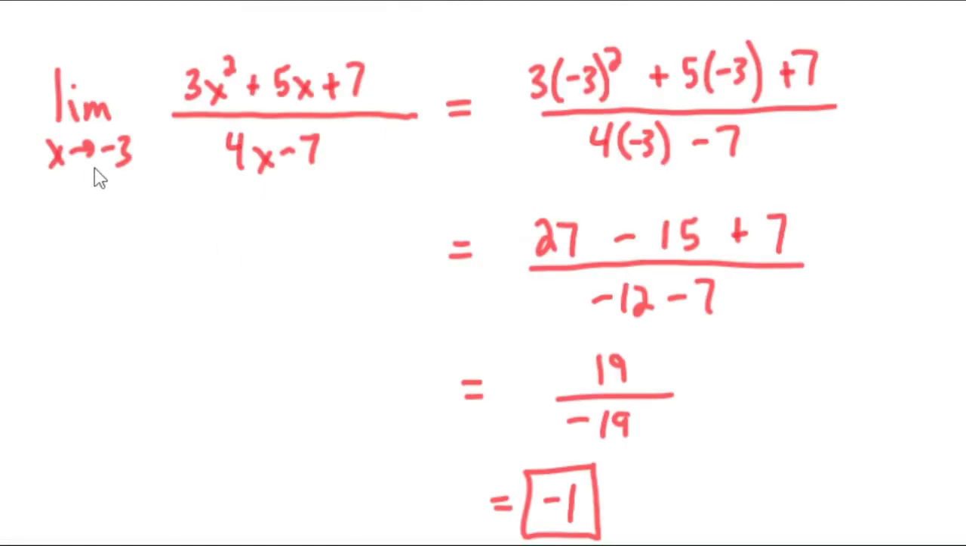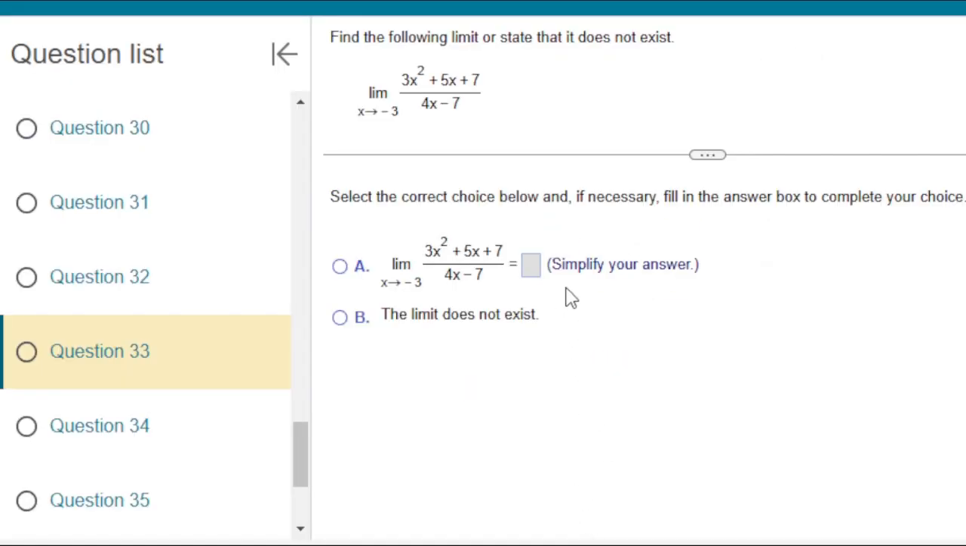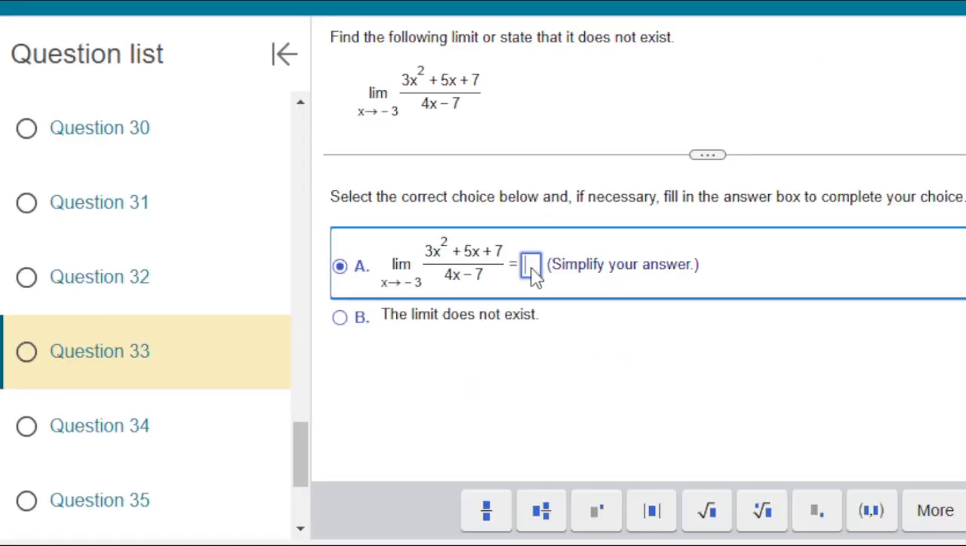So for this particular one, how would you write it? Well, limit as x approaches -3 of this, we can write equals, and notice I got rid of the limit symbol. I can just say equals this, and I'm just plugging in -3 everywhere we see an x. Now, the key thing here, you have to keep track of the negatives. So -3 squared is going to be +9. So 3 times -3 squared, that's going to be +27. And then -15 plus 7. In the denominator, you have -12 minus 7. So what you end up getting is 19 over -19. Now, if you plug in 19 over -19, it might mark it wrong because it says simplify your answer, because this simplifies to be -1. So you always have to be careful to read what's in the blue here. Simplify your answer. So this should be -1.